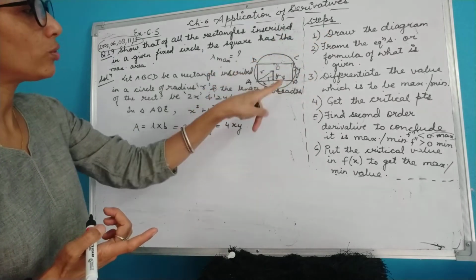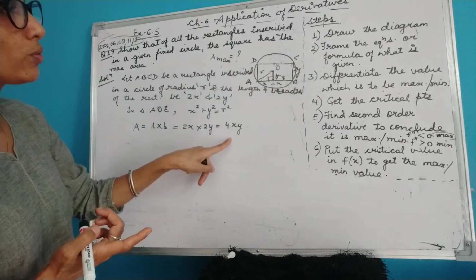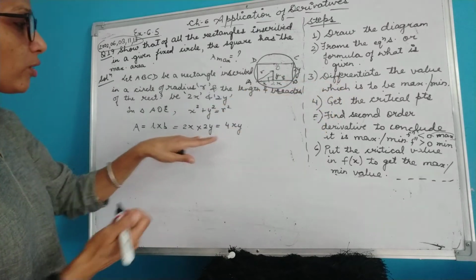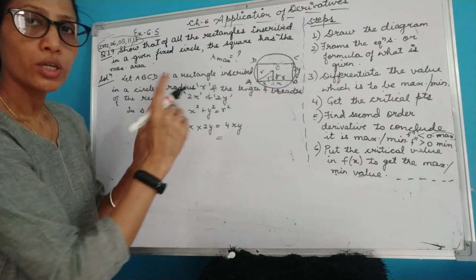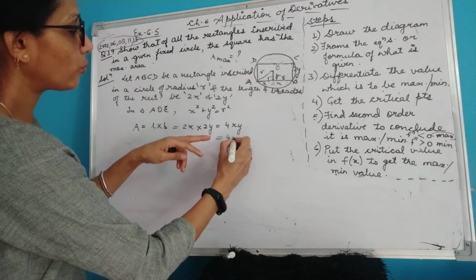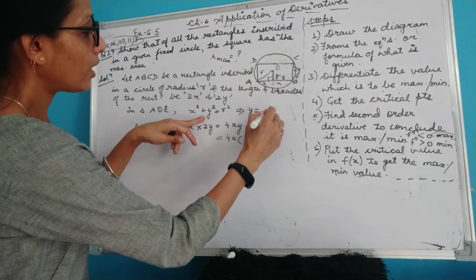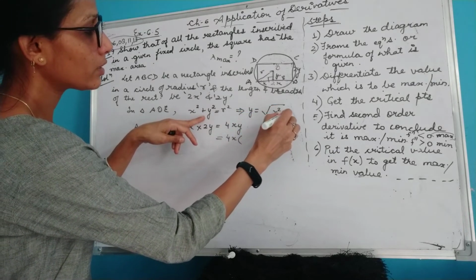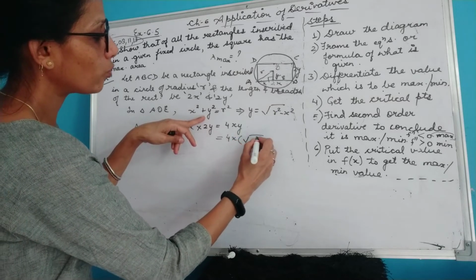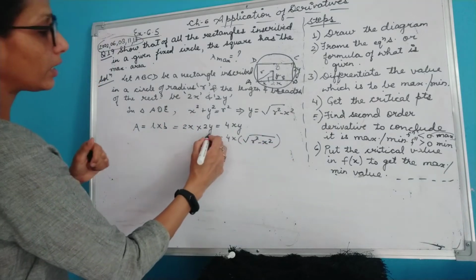Draw the diagram. So this is the diagram. Frame the equations. So we have framed the equations over here of what is given. Differentiate the value. Now first of all, I'll convert it into one variable and then I'll be differentiating. So this can be written as 4x, and y can be written as under root r square minus x square. So this is my area.